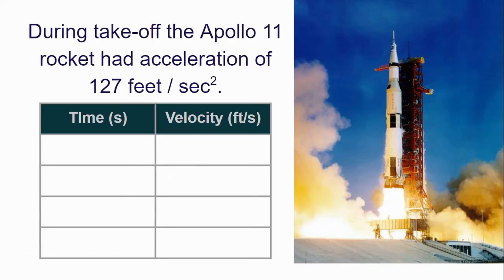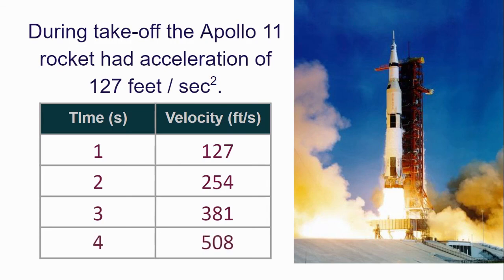An acceleration of 127 feet per second squared means that every second its velocity increased by 127 feet per second. So starting from rest, after 1 second, the velocity would be 127. After 2 seconds, the velocity would be 127 more, meaning 254 feet per second. Adding 127 again gives us a velocity of 381 feet per second. And finally, after 4 seconds, the rocket would have had a velocity of 508 feet per second.